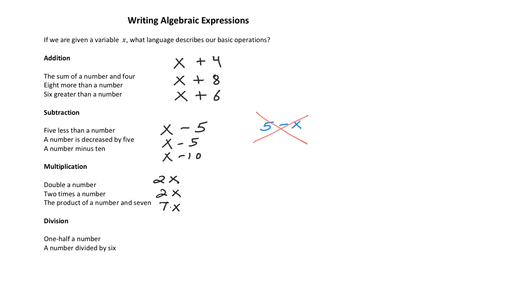And lastly, we have division. So to say 1/2 of a number means to take that number and divide it by 2. Likewise, a number divided by 6, that's definitely more explicit, but take a number and divide it by 6 looks like this.